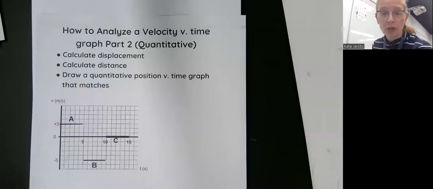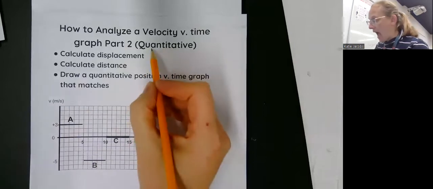I'm here to do a short tutorial on how to analyze a velocity graph quantitatively, meaning we're actually going to calculate the displacement and the distance from the velocity graph. This is part 2 of how to analyze a velocity graph. Part 1 focused on how to qualitatively analyze a velocity graph and tell the story of the motion. So we're actually looking at the same graph that we did in the part 1 tutorial.